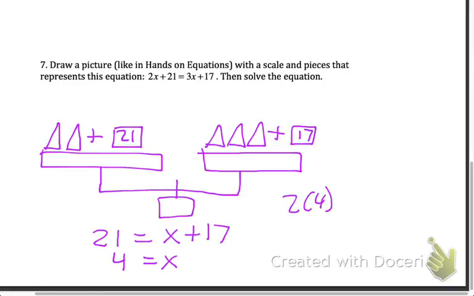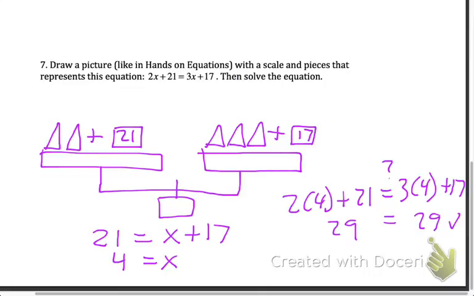2 times 4 plus 21. Let's see, is that the same thing as 3 times 4 plus 17? And I get 8 plus 21 is 29, and 12 plus 17 is 29. Yeah, so that looks right. So looks like x does equal 4.